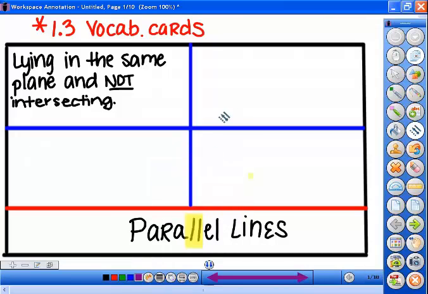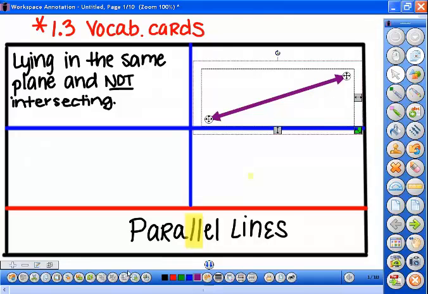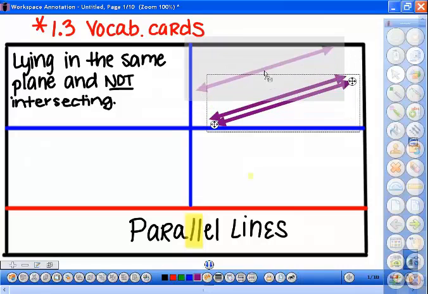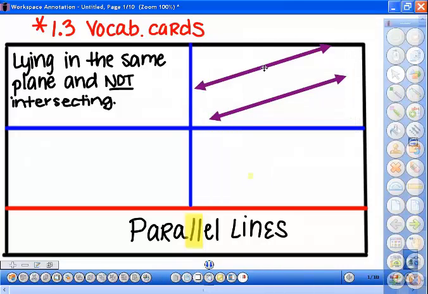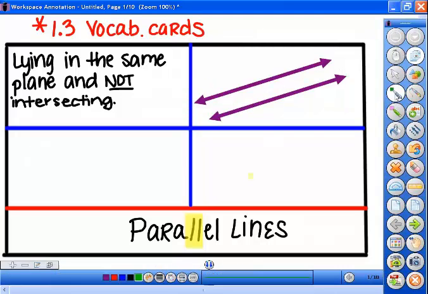So we're going to have two lines. They don't have to be a certain distance apart from each other as long as they're in the same plane and running in the same direction. Okay, so they could be as close as this, or as far apart as this, or even farther apart. I'm going to just fit them both in this box right here.